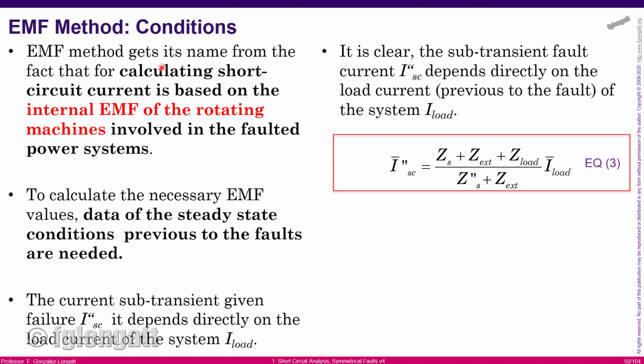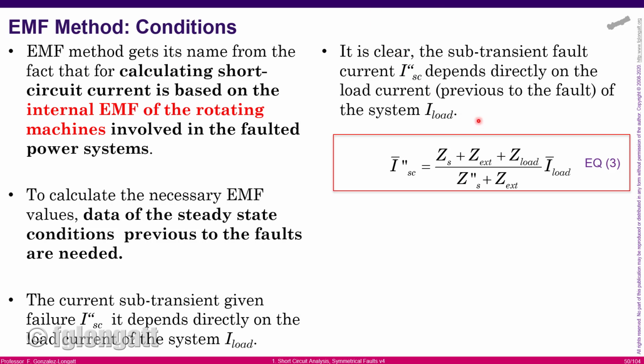Okay? But what I need you to realize is, first, in order to get that expression, equation number 3, you need the internal voltage of any rotating machine directly connected to the power system. I mean, it's not only synchronous generators, it's also synchronous motors, synchronous capacitors, and induction machines that are directly connected to the grid, okay? That is the reason for the name EMF, electromotive force of any rotating machine, okay?